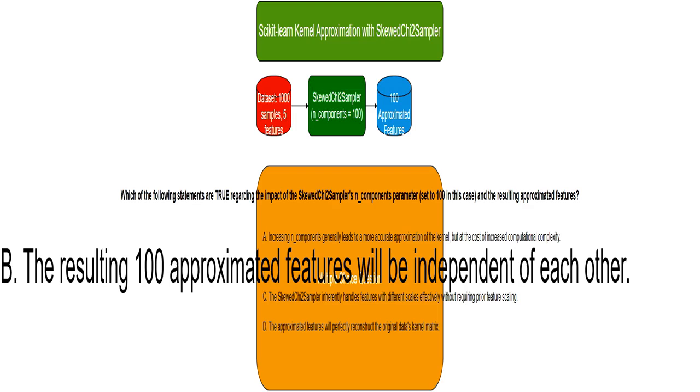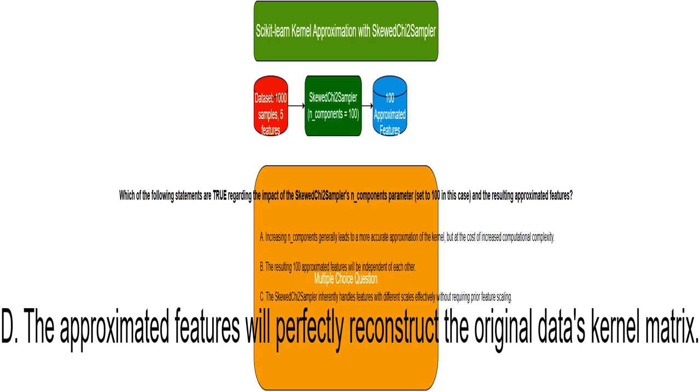The SkewedChi2Sampler doesn't create completely independent features. The generated features are connected through the original data and the approximation method. Think about making a summary of a long story. While the summary is shorter, the different parts of it are still related to the original storyline. Similarly, the created features are related, they're not isolated pieces of information. I find this statement false.